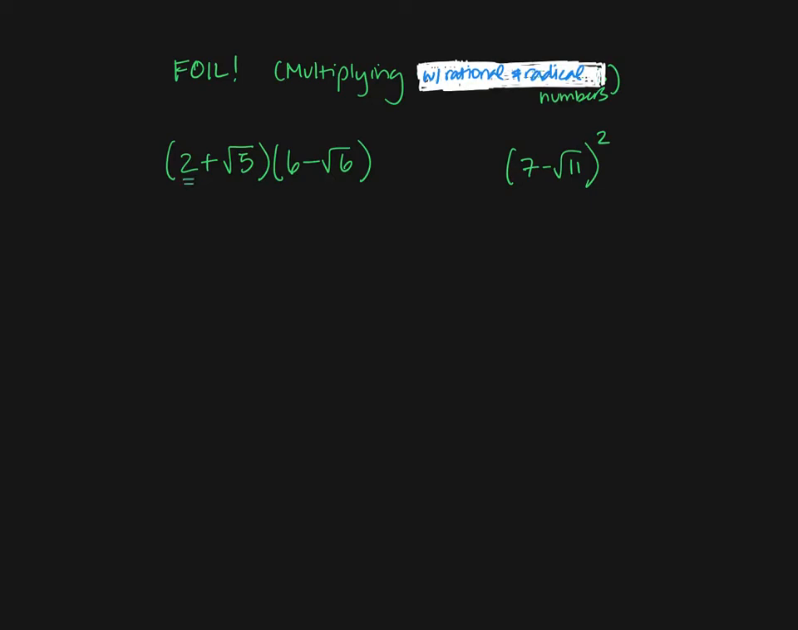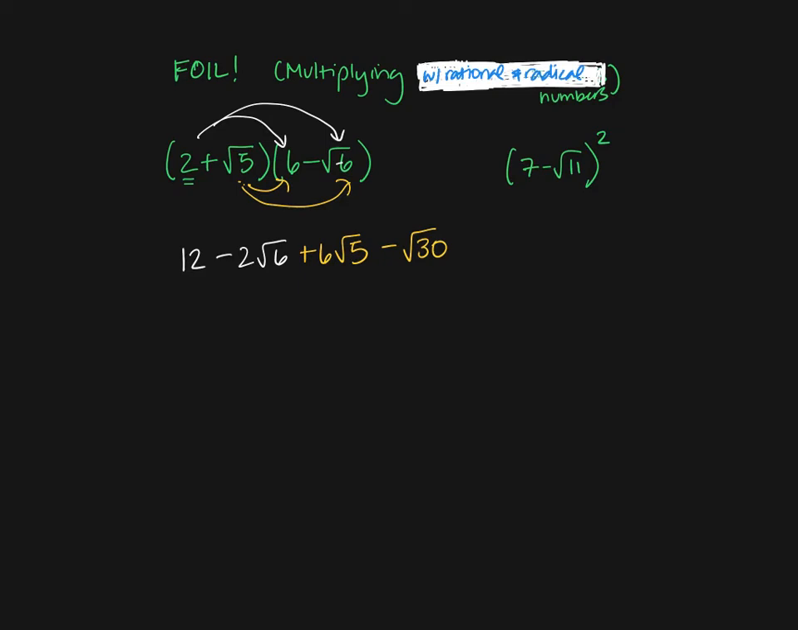We're going to take this 2, for example, and multiply it times everybody in the other parentheses. So we're going to get our first and our outer, and then finally we'll do our inner and our last. So 2 times 6 is 12. 2 times negative root 6 is negative 2 root 6. And then going to the positive 5 root 5, we multiply these two together to get plus 6 root 5. And then we multiply the square root of 5 times the square root of 6, and we get minus root 30.